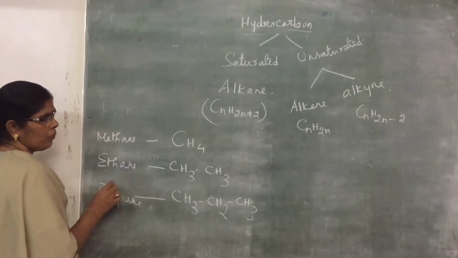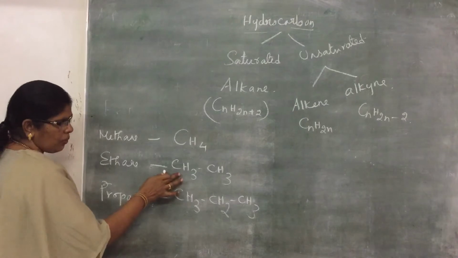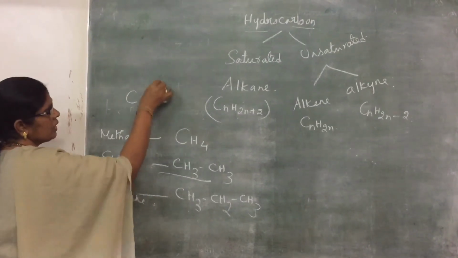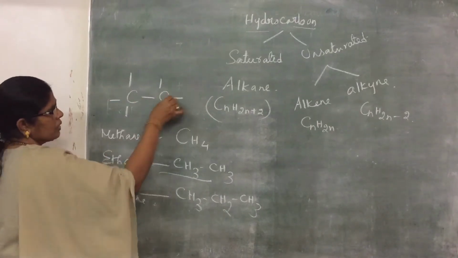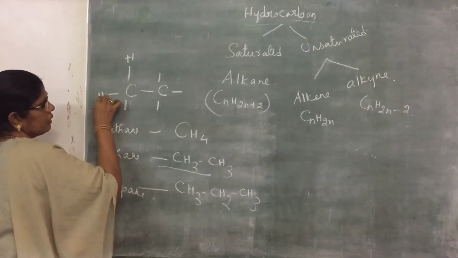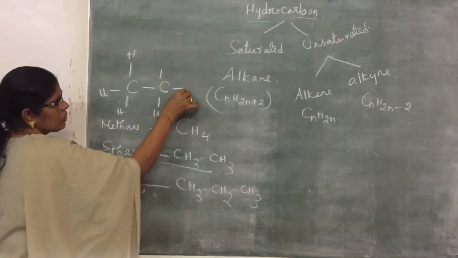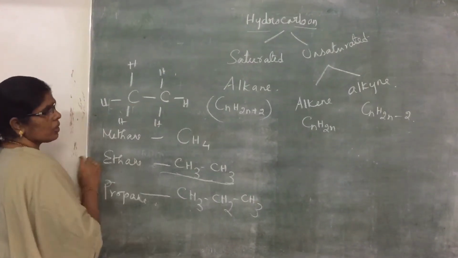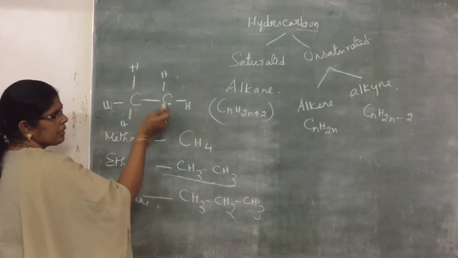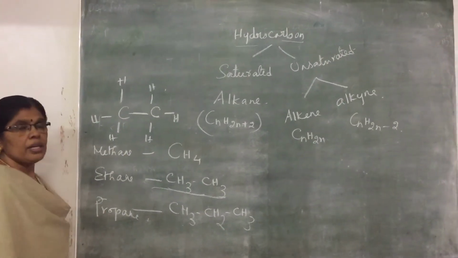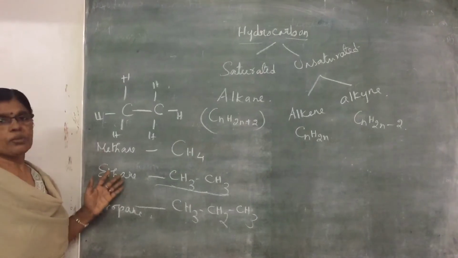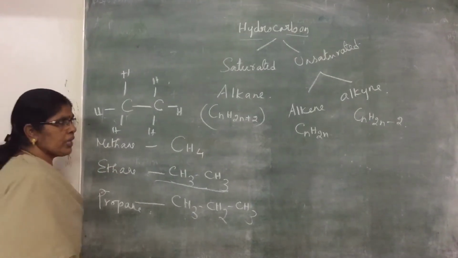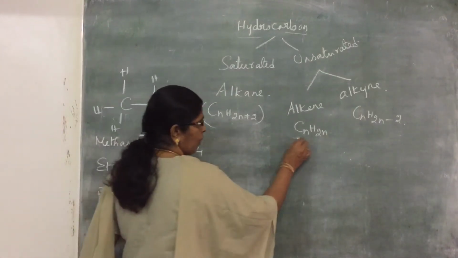Understand? Now, what is the structural formula for ethane? How do you draw the structure? C single bond C, with hydrogens attached. This is ethane. This is the formula and this is the structure. Here you can see the carbon is linked with the other carbon by a single bond. Therefore these are called alkanes, otherwise saturated hydrocarbons.